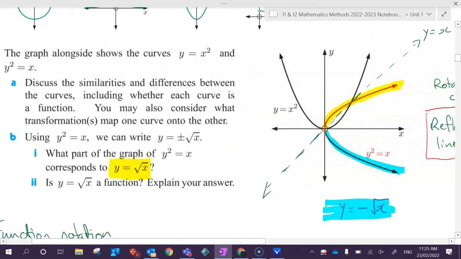And we talked about how if we just took the positive root or the negative root, that's okay. Individually, that yellow bit that I've highlighted there, y equals root x, that's a function on its own. The blue bit highlighted, y equals negative root x, that's a function. It's just when we put them together and we have y squared equals x, we're in trouble, not a function.